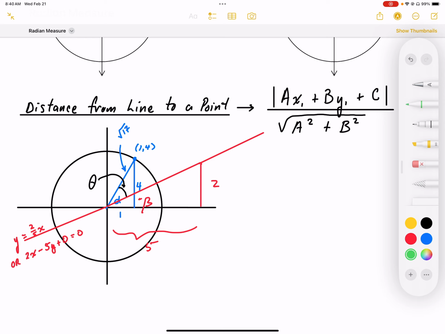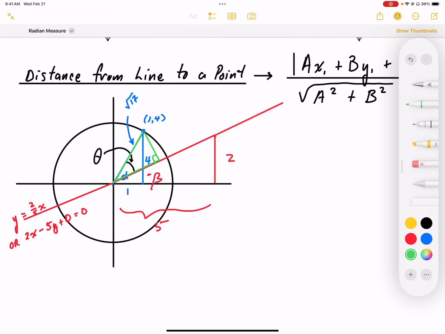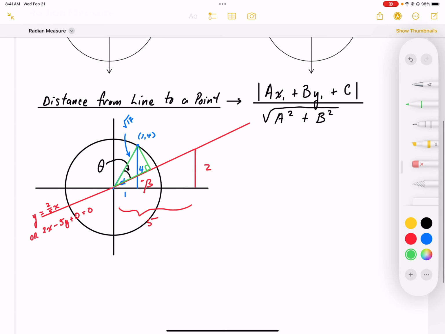The point that we need is going to be (1, 4). The distance from that line represents a perpendicular distance. So what we're going to end up doing is find the length of that green line. By doing so, the distance is going to be a perpendicular distance, which then allows us to construct a right triangle, this right triangle here, that involves the angle theta. We're going to apply the formula to get the length of that perpendicular line.